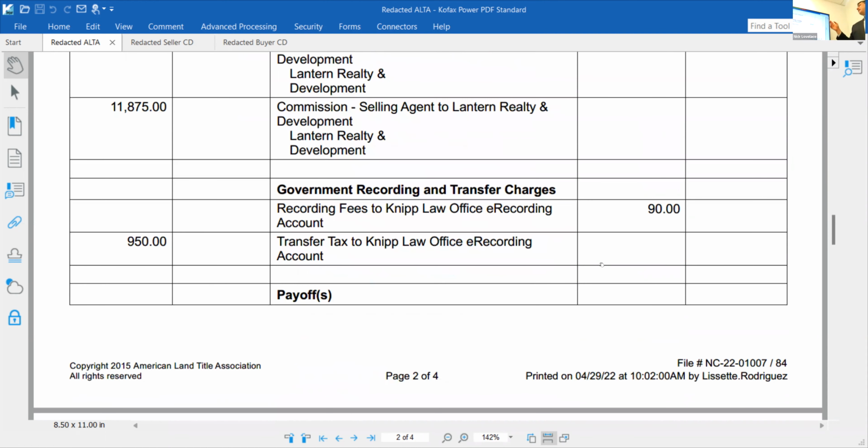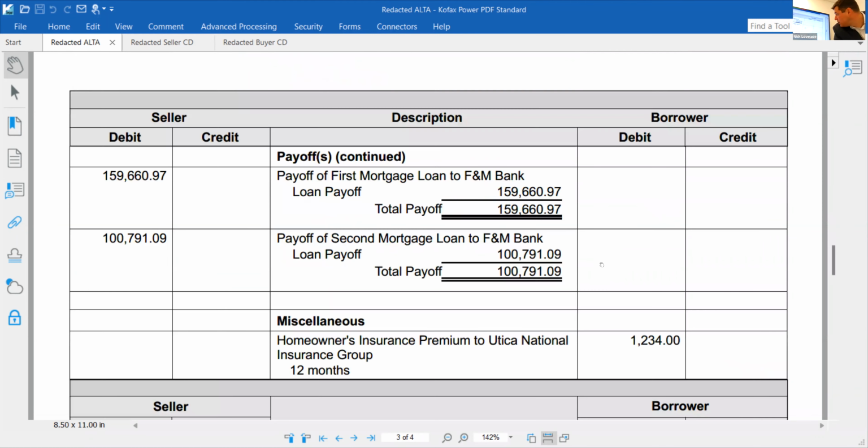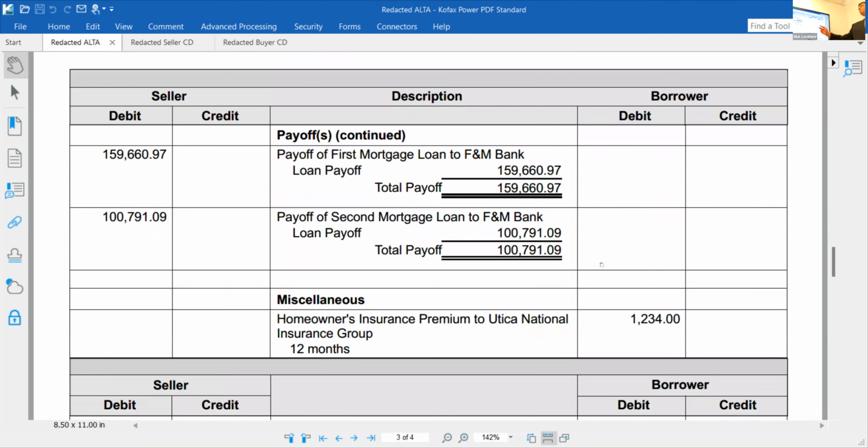Then recording fees, the county charges $90 to record the deed and deed of trust. If it's just a deed, that'll be $26. If it's like a down payment assistance loan and you're recording 2 deeds of trust, it'll be $154. So the more you record, the more that's going to be. The less you record, the less that's going to be. Pretty straightforward. And then you always prepay your first year homeowners insurance as well.